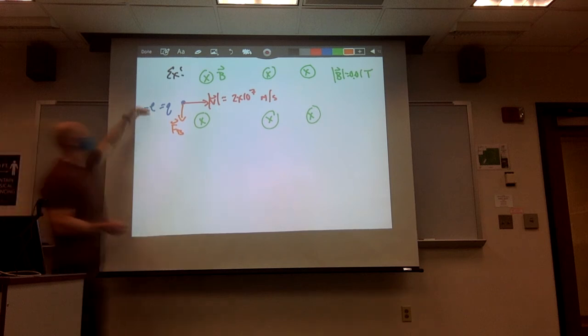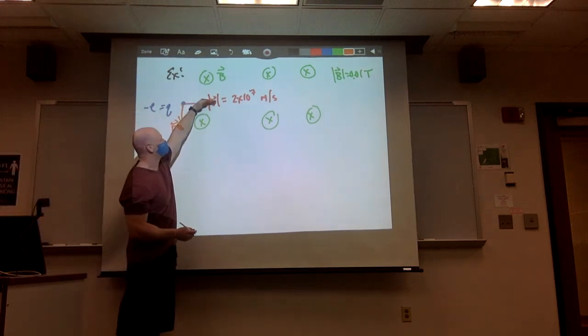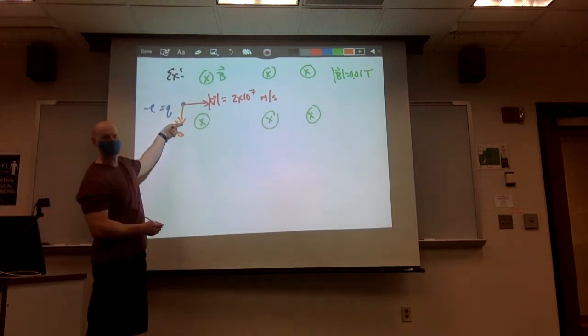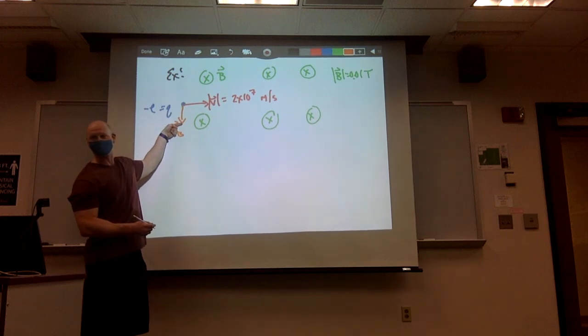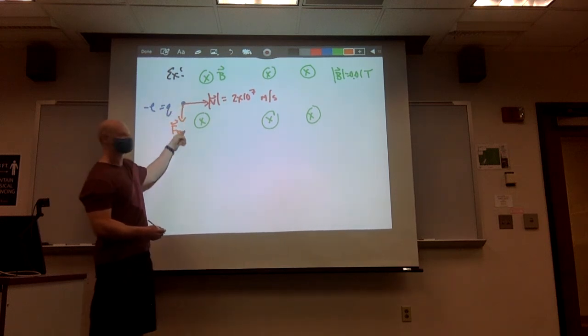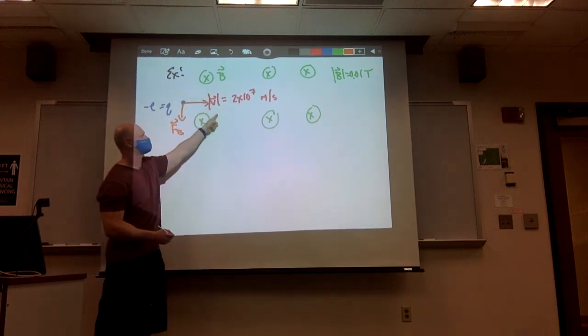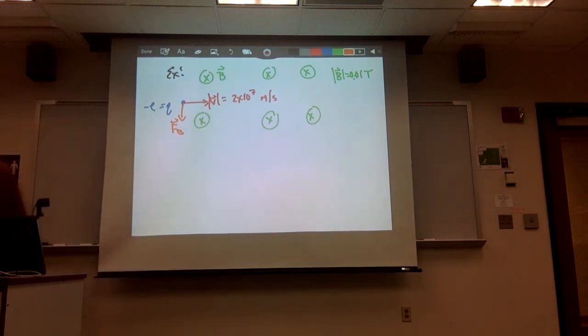So what's this thing going to do? It's trying to move this way in a straight line, but this force is acting on it in this direction, which means if there's a force on it, there's also an acceleration on it, and the acceleration is going to cause it to curve down. So this thing is going to start to move down, and at some later point it's going to curve down and get to this point. What happens at this point?